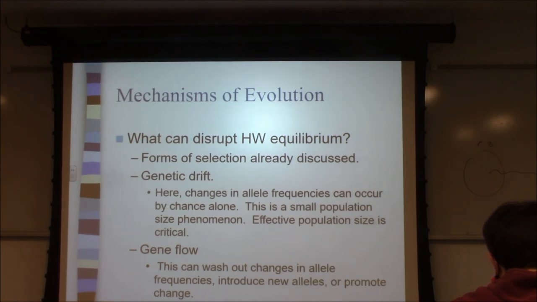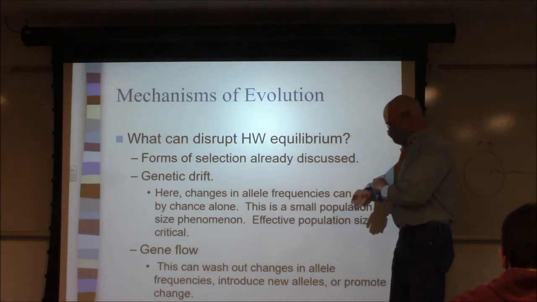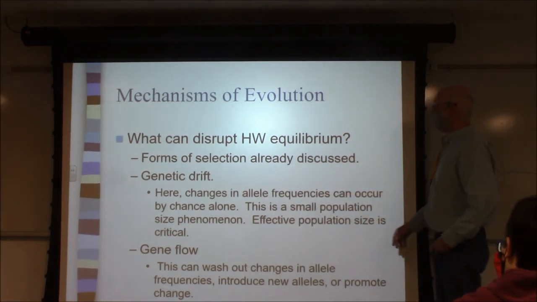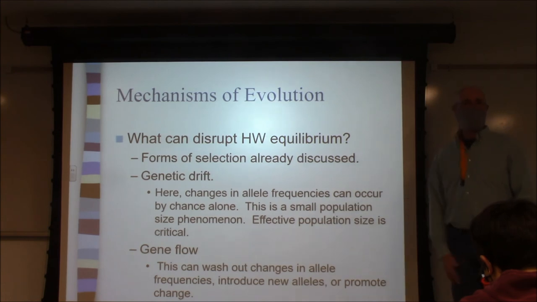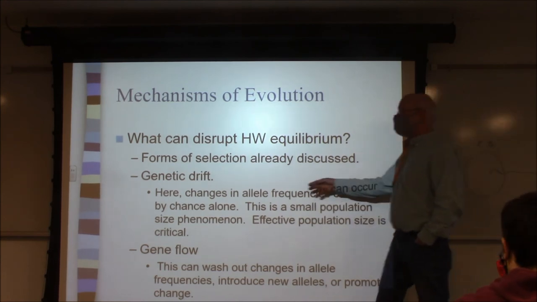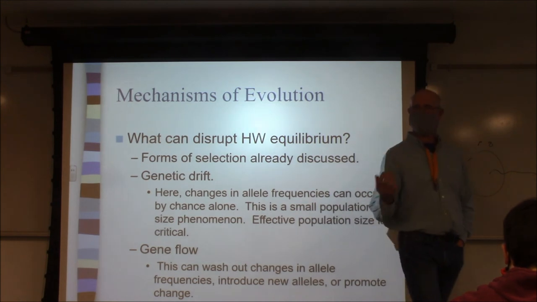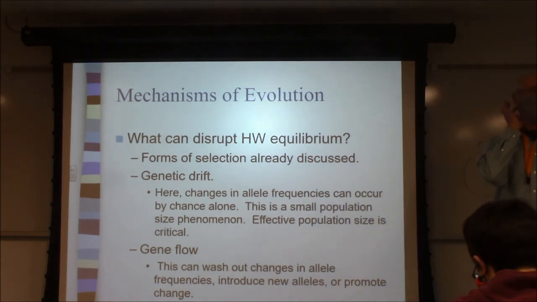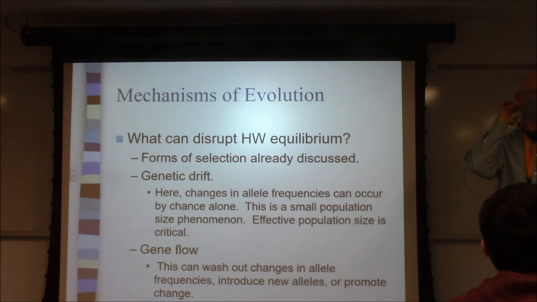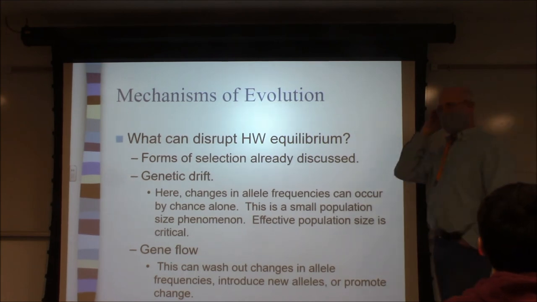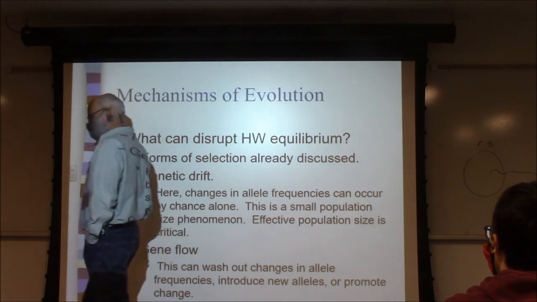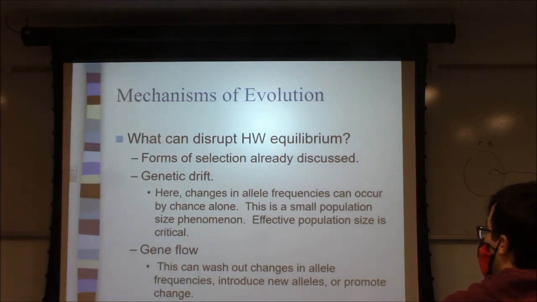Okay. All right, so what sorts of things can change Hardy-Weinberg equilibrium? A bunch of stuff. We've already talked about the different forms of selection: sexual selection, directional, disruptive, and stabilizing selection. And genetic drift. What is genetic drift? It's like with those squirrel populations. Like they aren't able to meet together, so it leads to an unequal amount of alleles in one.